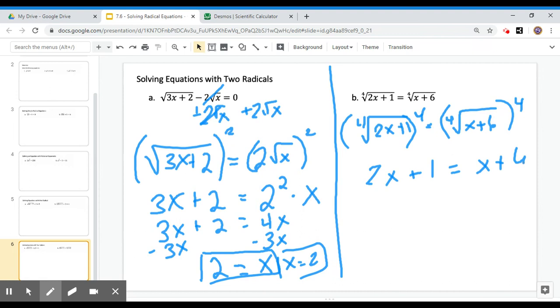And then let's get all the x's on one side. So I'll subtract x here and here. 2x minus 1x is 1x plus 1 equals 6. Subtract 1 from both sides. X equals 5.